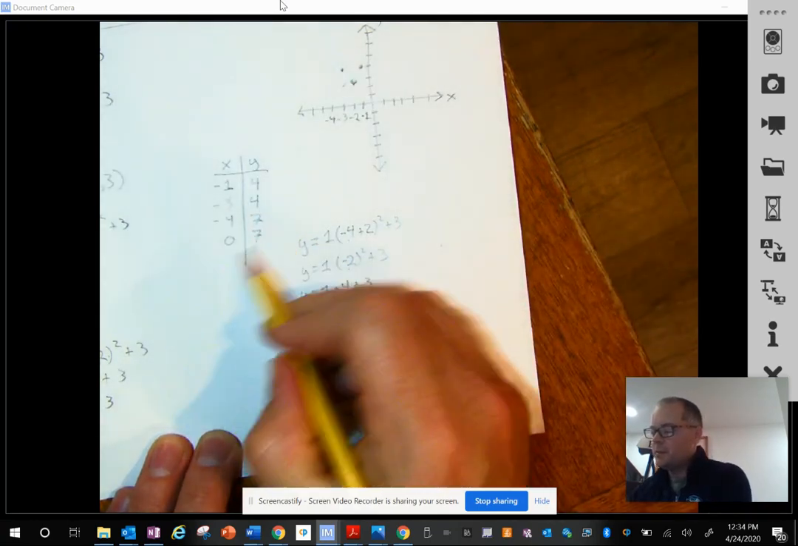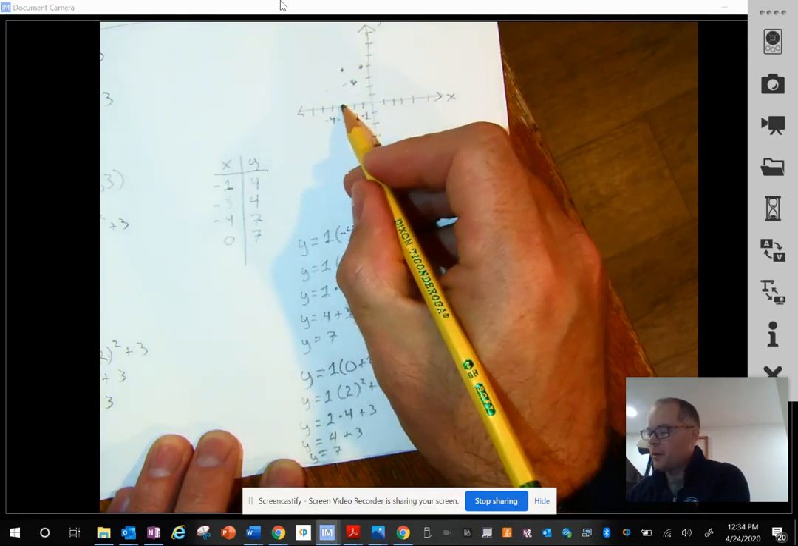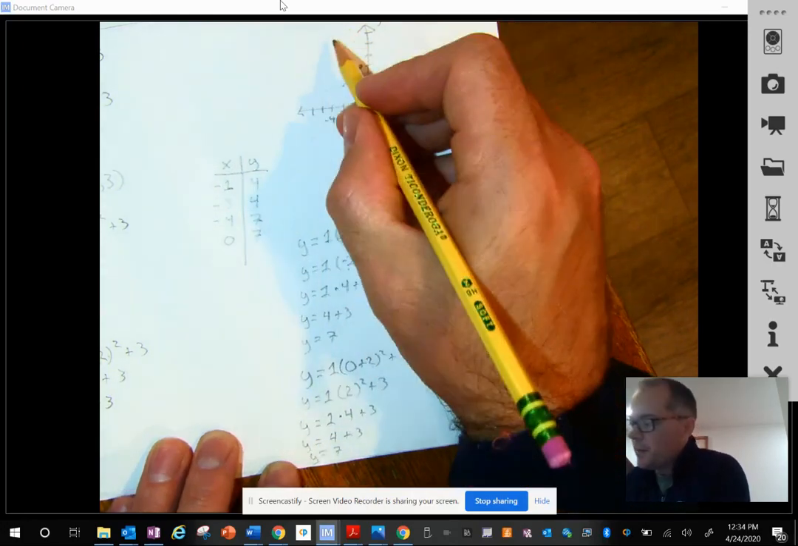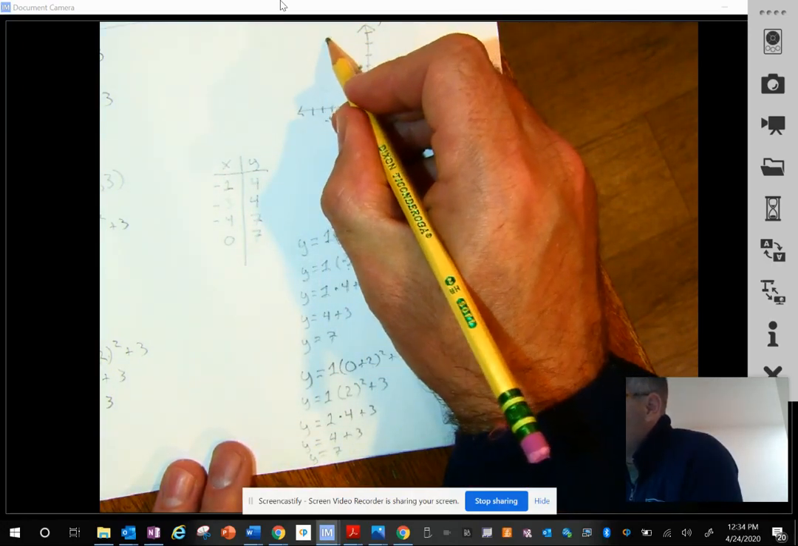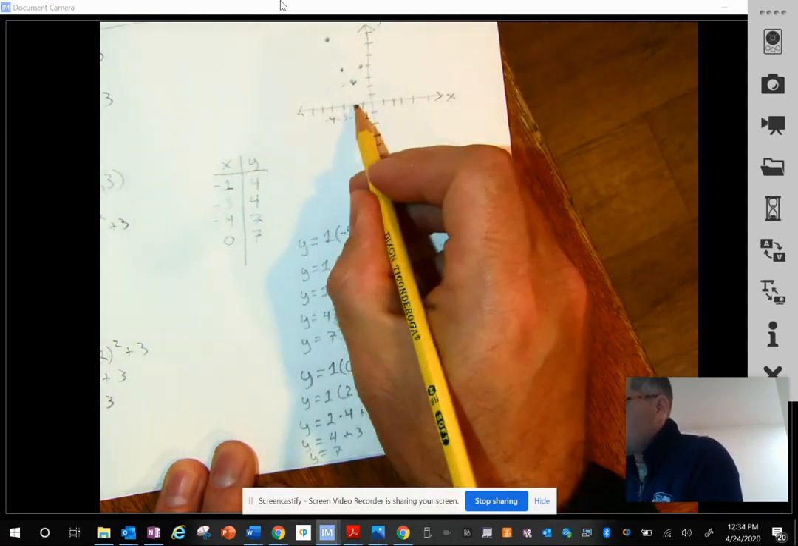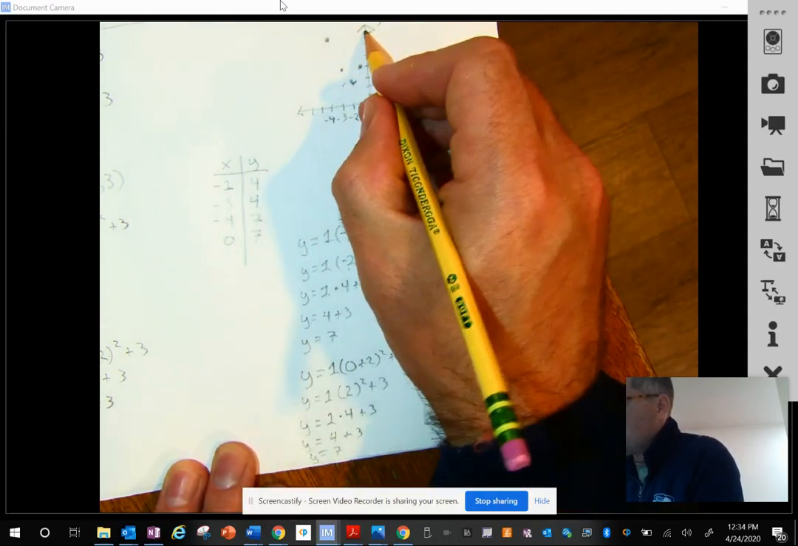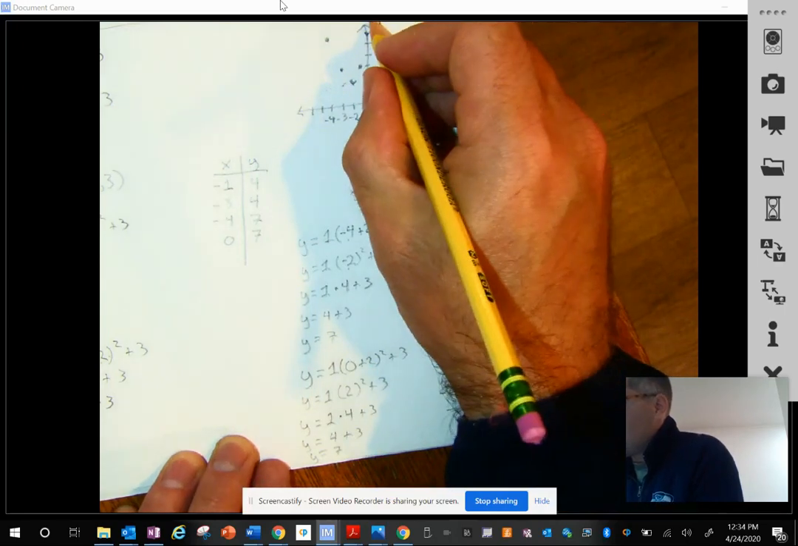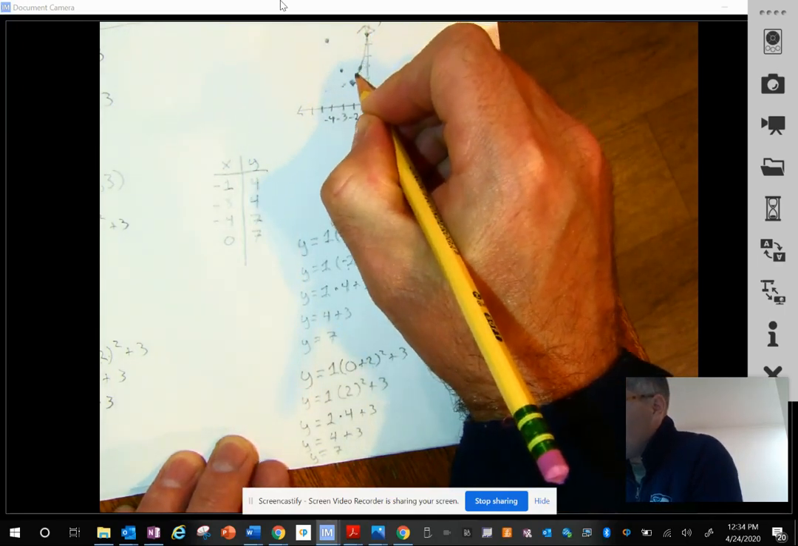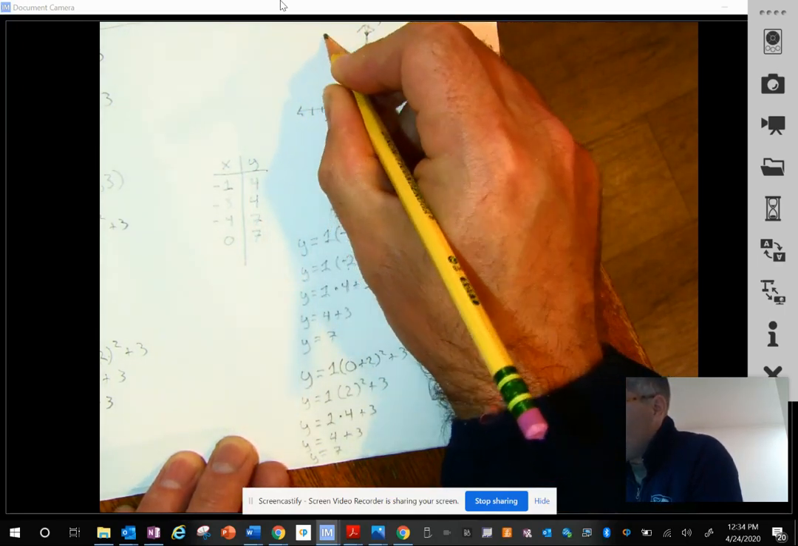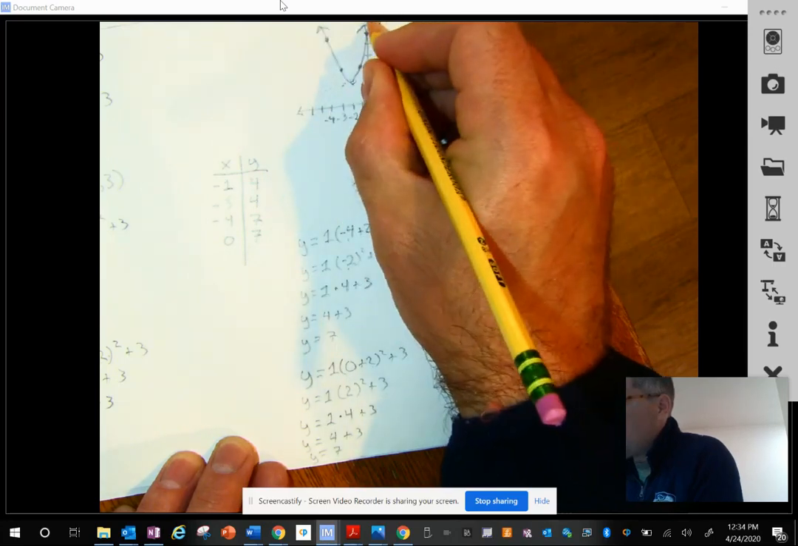So if I graph these two points now, I'm going to go over to -4 and up to 7. That's right here. And then I'm going to go over to 0 and up to 7. So that's right here. And if I connect these dots, whoo, I got myself a nice little parabola.